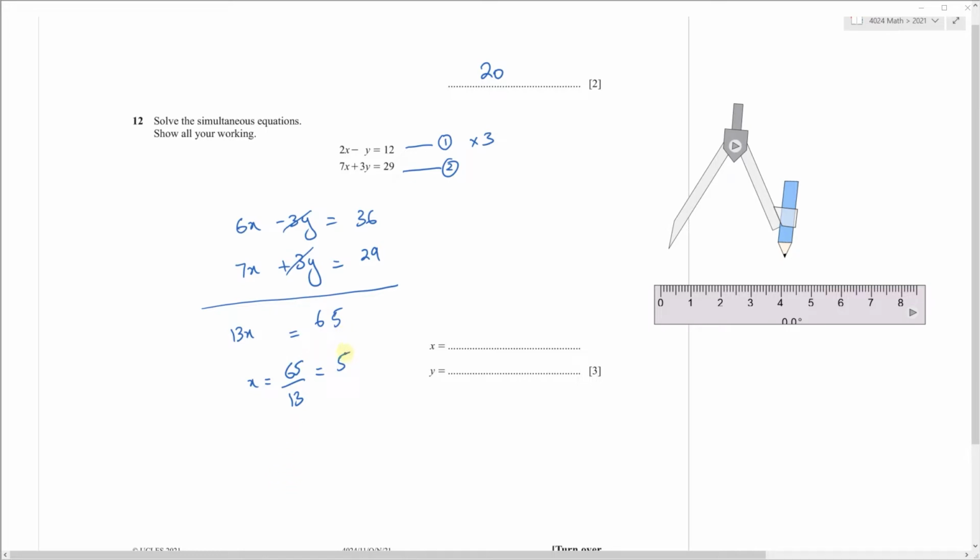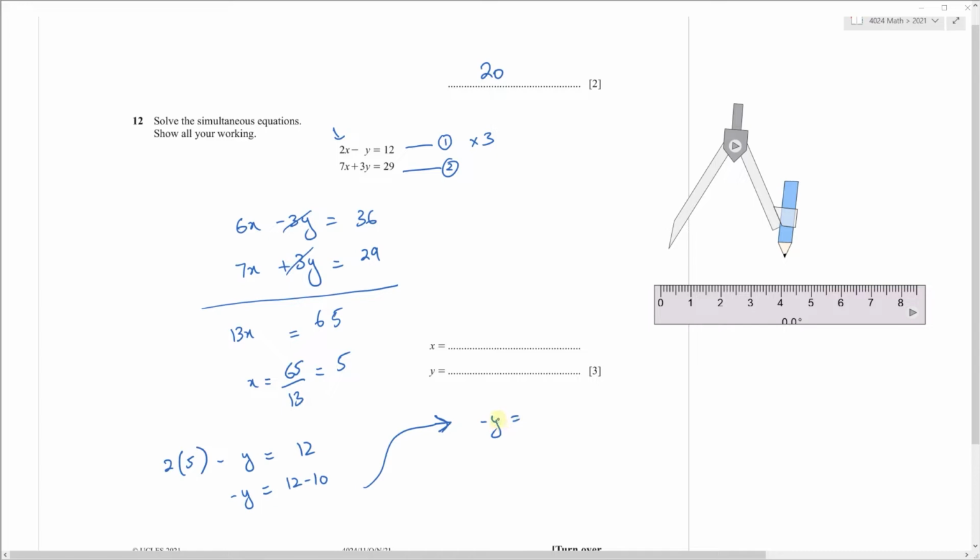Now I can replace this 5 in this equation here. So 2 times x, which is 2 times 5, minus y equals to 12. This is 10. If I take 10 to the other side, I get minus y equals to 12 minus 10. Let's continue here.